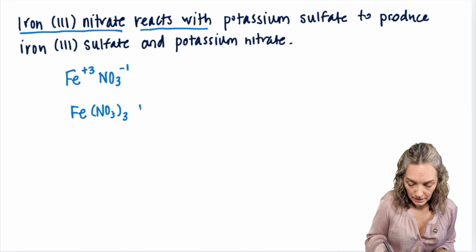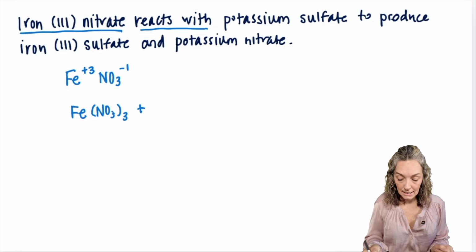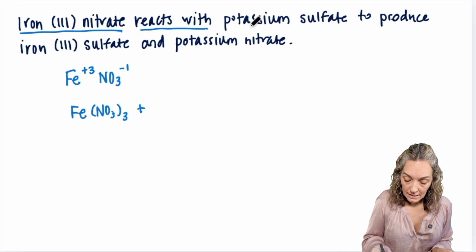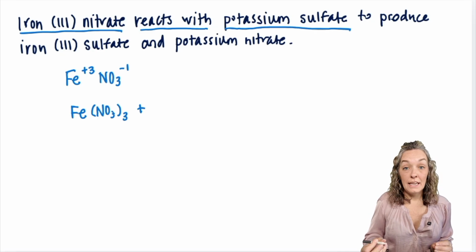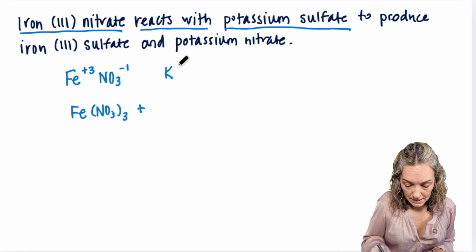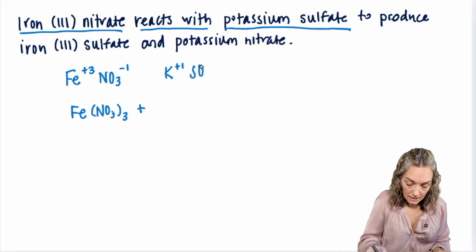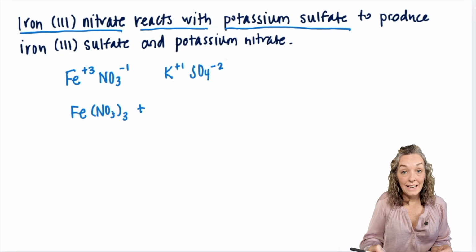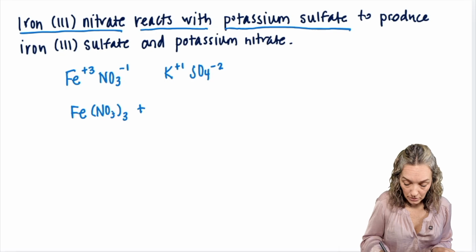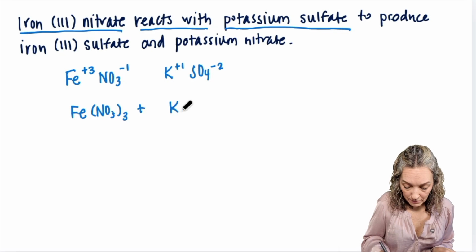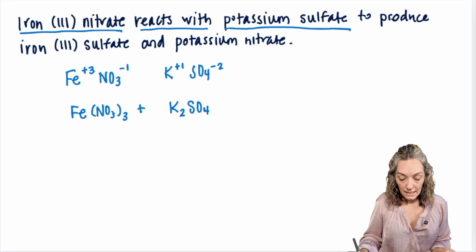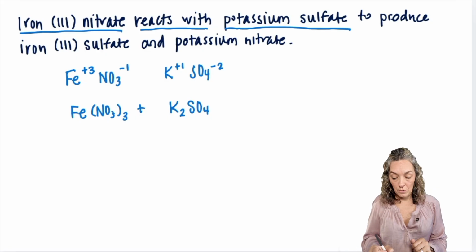Then I see reacts with. That means that I need a plus sign. There's more than one reactant here, and my second reactant is potassium sulfate. Potassium is K with a +1 charge, and sulfate is a polyatomic ion, SO4, with a -2 charge. In order to make that stable or happy, we have to zero out the charges, making this K2SO4.